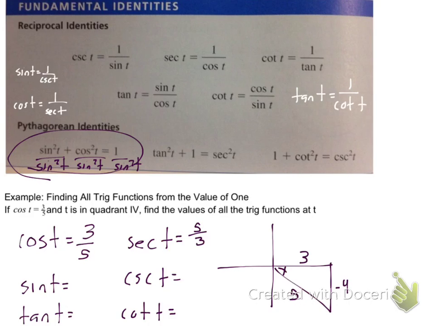So now if you want to know the sine, it's opposite over hypotenuse, which is negative 4/5. Tangent is negative 4 over 3. And the others are just the reciprocals of those fractions. You guys can figure that out. It's not so bad, right?